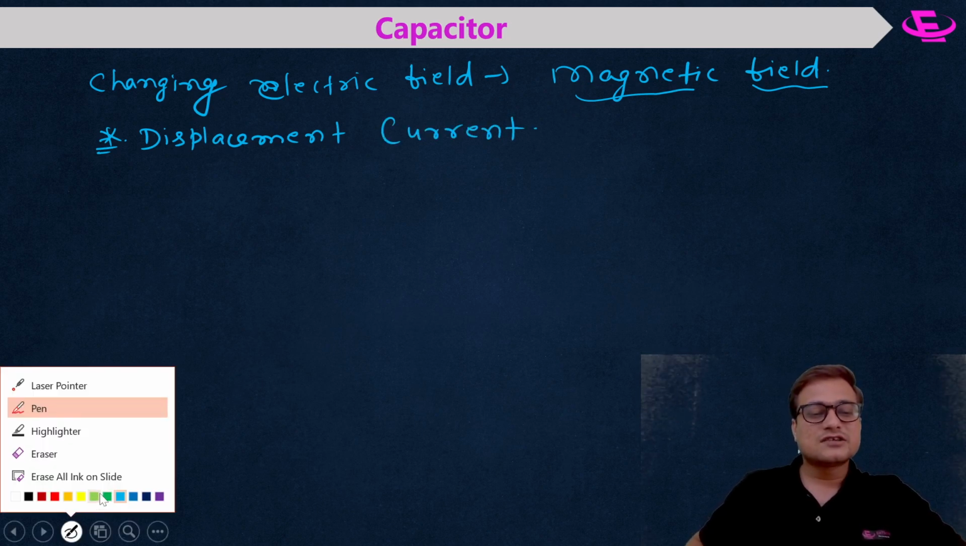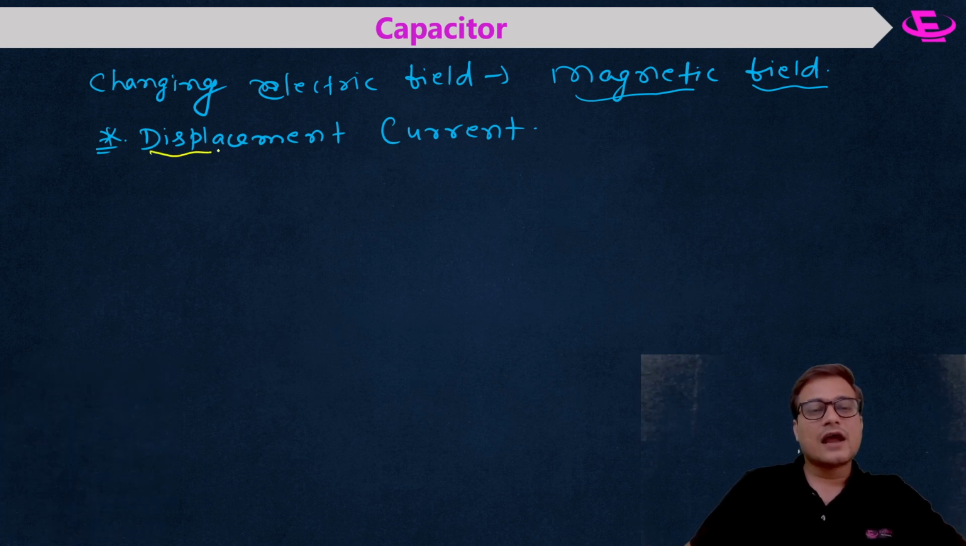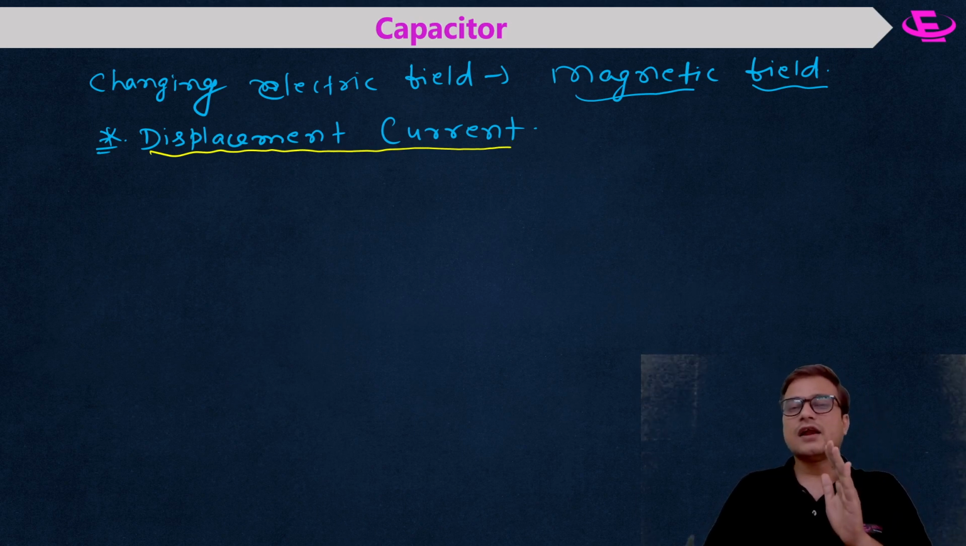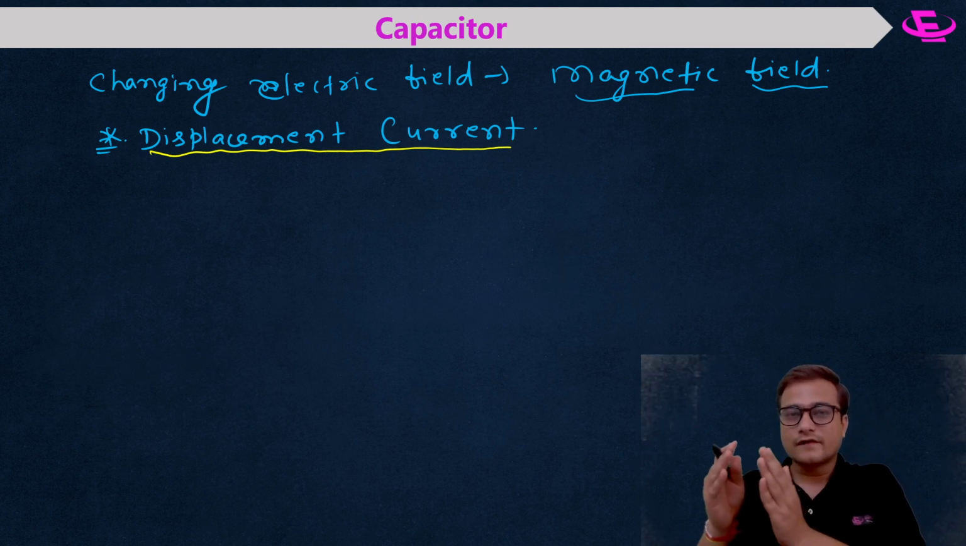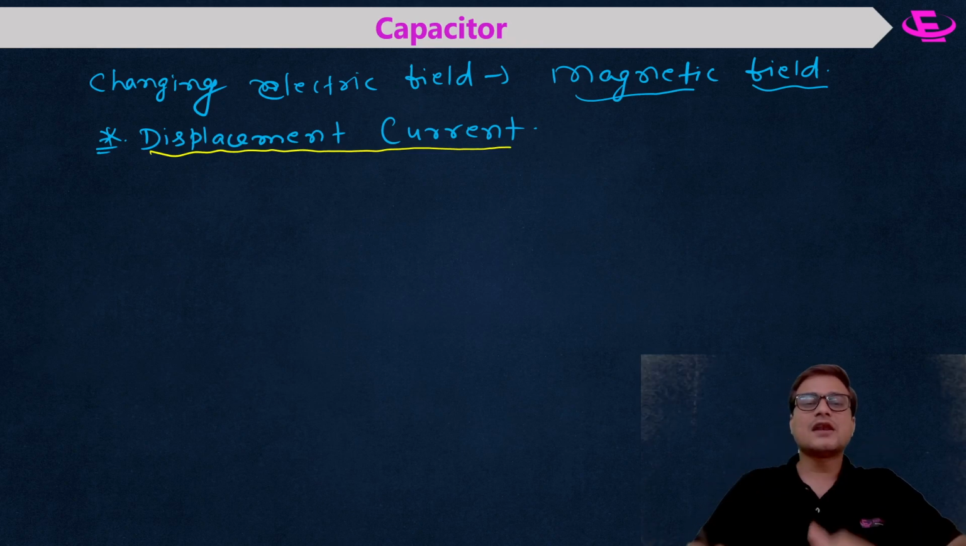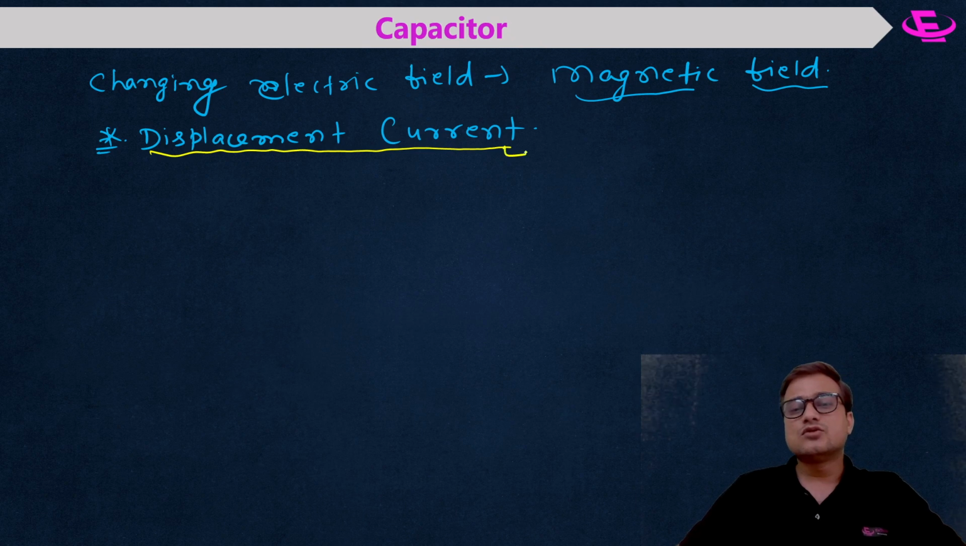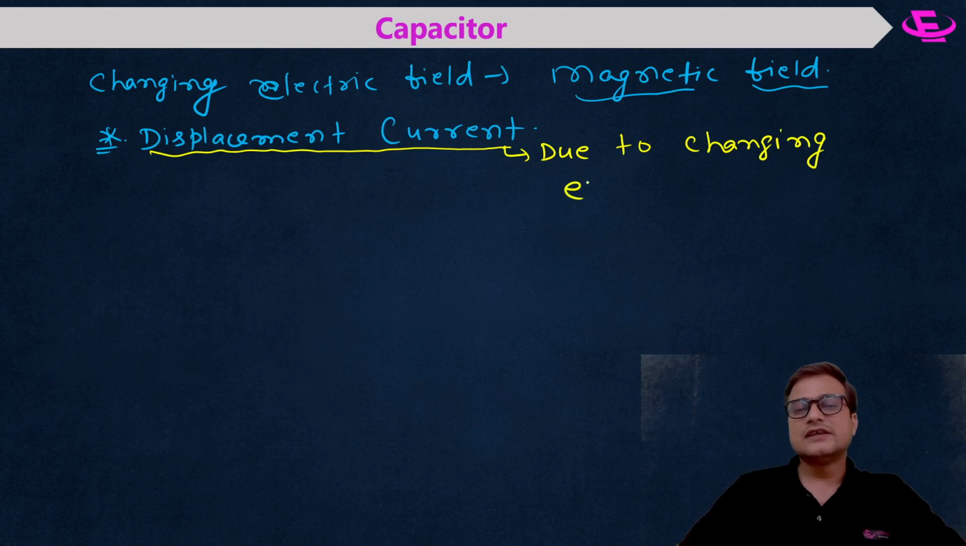So now what is displacement current? He told that there are two types of current from now. One is conduction current, that means current due to flow of charges. Now displacement current, he told that this is another type of current. This is due to a changing electric field. Due to a changing electric field, there is displacement current.